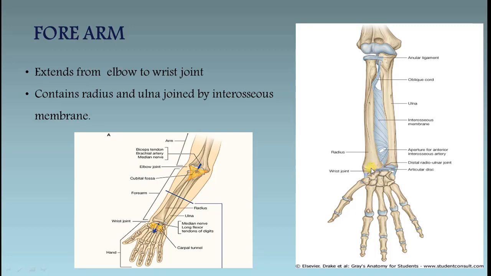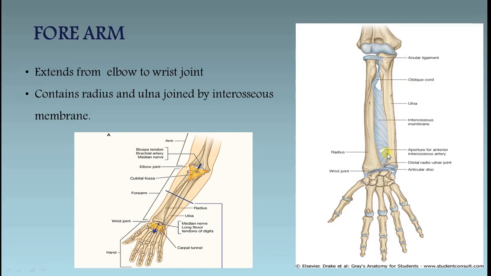The inferior surface takes part in the articulation with the wrist joint. And here you have a notch for the head of the ulna. On the medial surface of the radius, you have a notch which is called the ulnar notch, for the articulation of the head of the ulna.